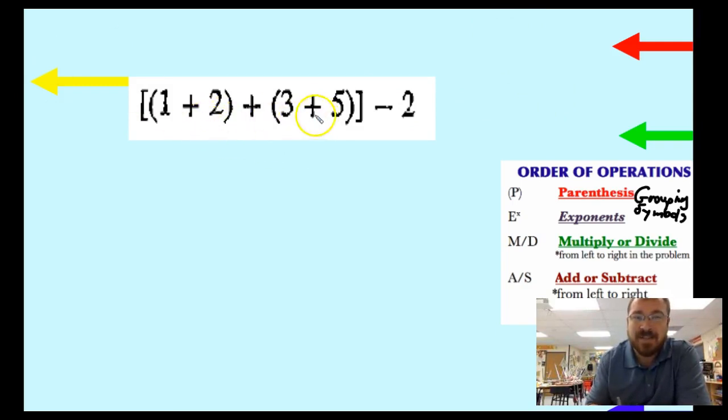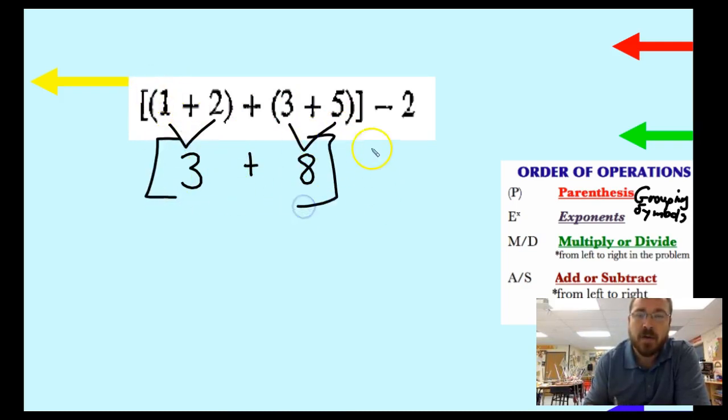We have parentheses inside of another set of grouping symbols, so we're going to simplify both those sets of parentheses, either one, as long as we do both of them before we touch anything else in our expression. 1 plus 2, 3, 3 plus 5, 8. We're going to bring the rest of our expression down. Notice that the 3 and the 8 still have these brackets, so we do need to bring those brackets down, minus 2. And now we have a very basic problem. 3 plus 8, 11, minus 2 gives us our answer of 9.